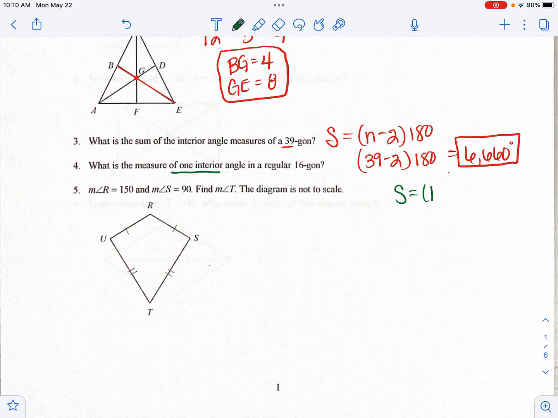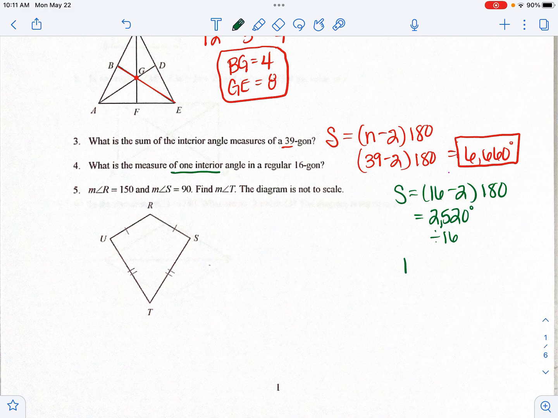This time it would be 16 minus 2 times 180, which is 2,520. So that would be the sum of all 16 angles. I just need one, so I would divide that by 16.